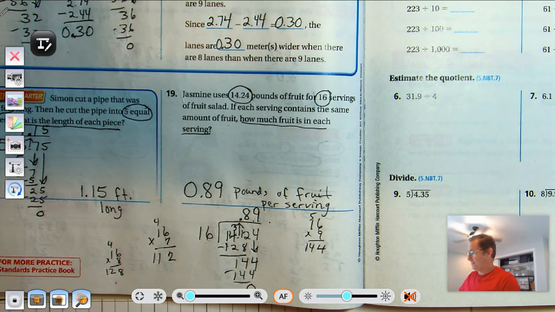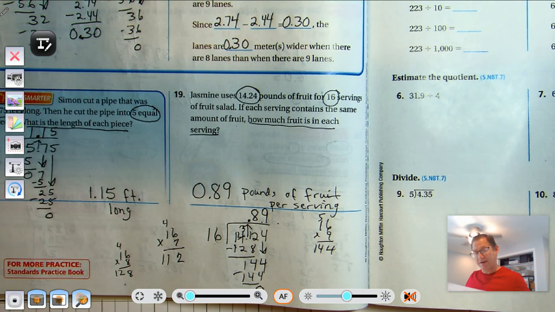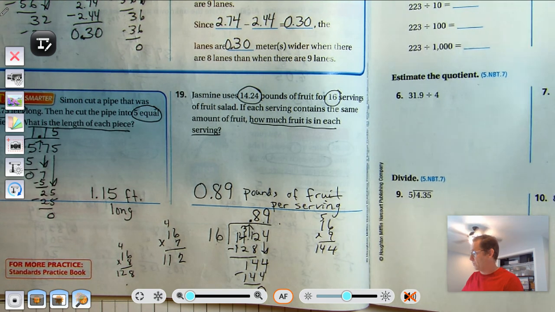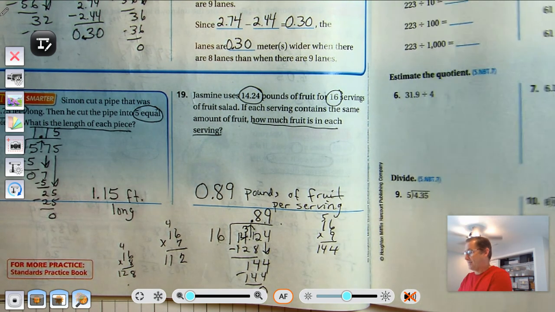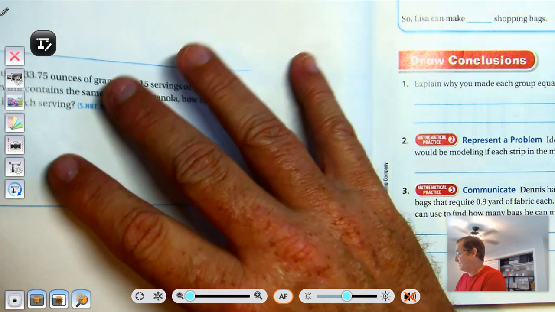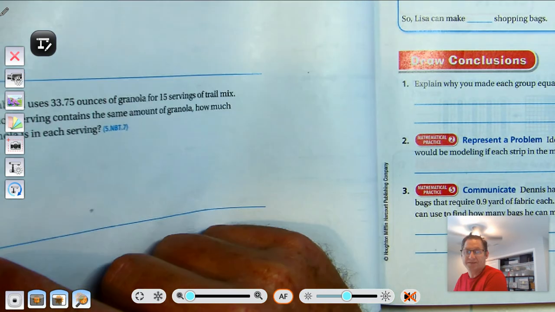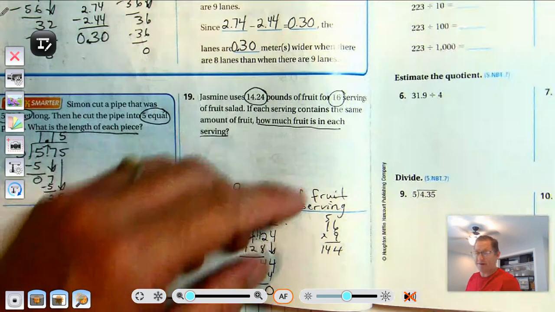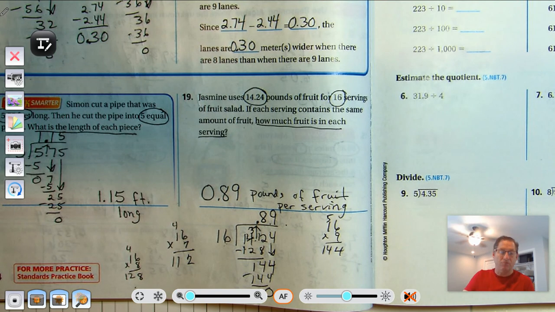Okay, so that's it for our discussion of dividing decimals by whole numbers. In our next lesson, we'll be talking about modeling decimal division, in lesson 5.5. So until then, I will see you soon.